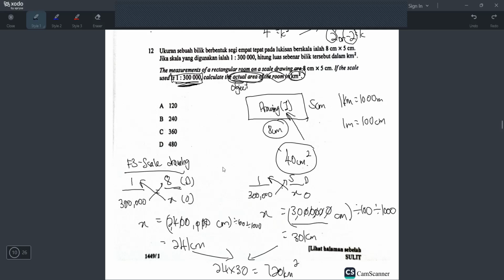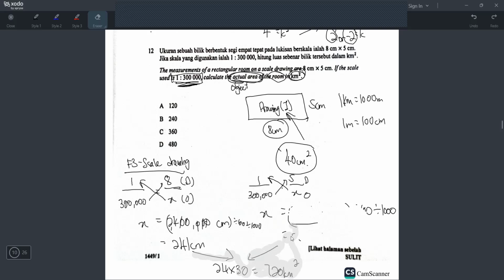Okay, why no answer? Did I do anything wrong here? Let me double confirm. Let's see. 1 ratio 8 cm, 5 cm. So 8 is the drawing. So 8 times 300,000. So 24 and then 0, 0, 0, 0, 0. Okay, correct. And then 5 also, 5 times 3. Oh, I know where I did wrong. What is 5 times 3? It's not this, right? I made a mistake here. Okay, but the 24 is correct already. It's just that here I made a mistake.